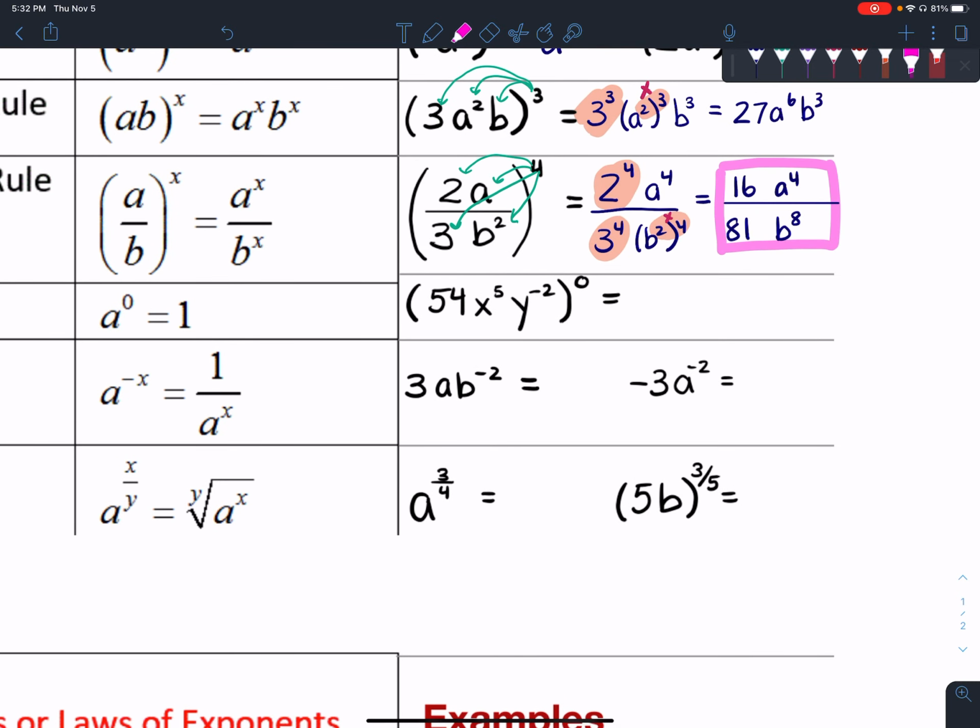Okay, next one. So this is just a whole complicated mess within these brackets, but this entire bracket is the base of this exponent 0. And our rule here is that anything, this a really means anything, any number raised to a power of 0 will give you 1. So as complicated as this expression is, because all of it is raised to an exponent 0, the answer is just 1.